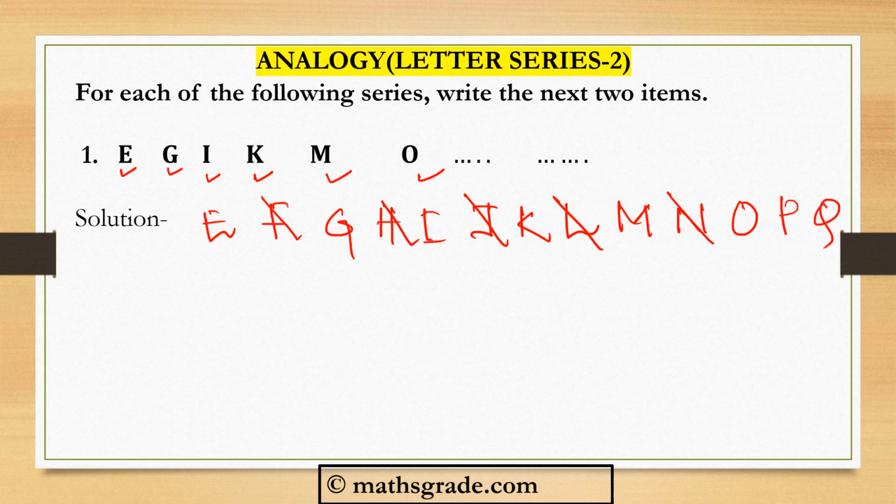The letter series is E, F, G, H, I, J, K, L, M, N, O, P, Q. Between E and G, F is missing; between G and I, H is missing; between I and K, J is missing; between K and M, L is missing; and between M and O, N is missing. So the next two alphabets are P and Q. In this letter series, the next two items are the letters P and Q.